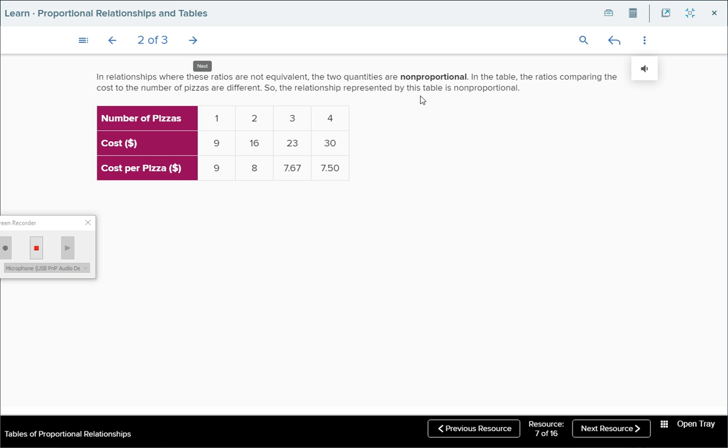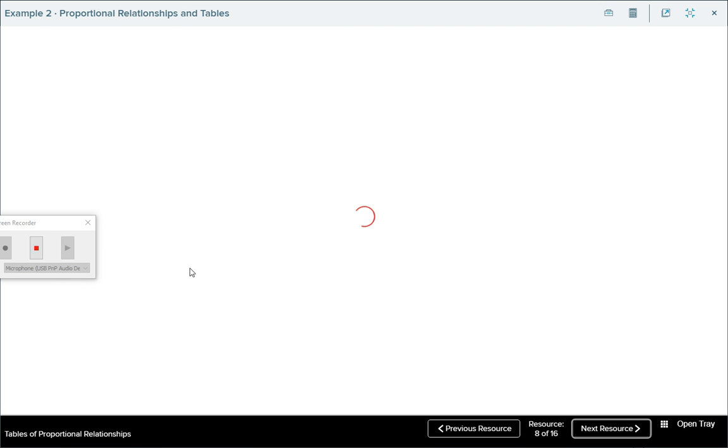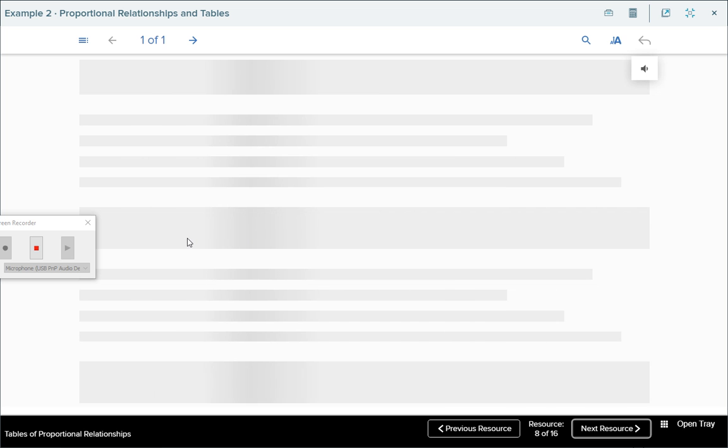The $2 delivery fee, right? Okay, which made them all different. Okay, so let's look at this one. Okay, if we have this table, sorry, it's taking a long time to load today.